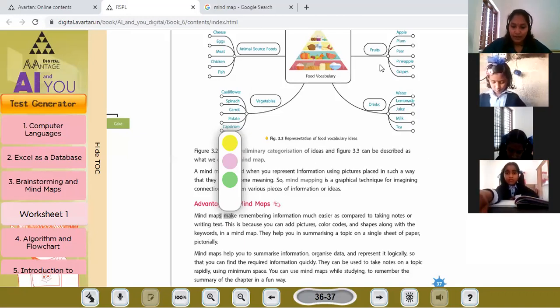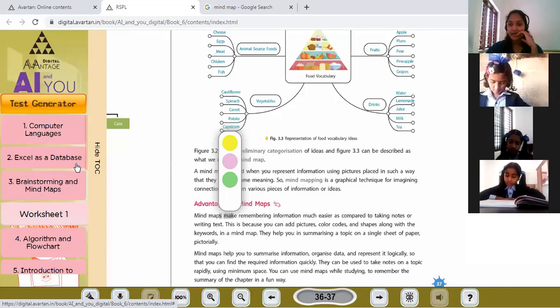Clear? Mind mapping is a graphical technique for imaging connection between various pieces of information or ideas. So mind mapping is a graphical technique. It's not a lot of words or sentences. It's a graphical technique for imaging connection between various pieces of information or ideas.